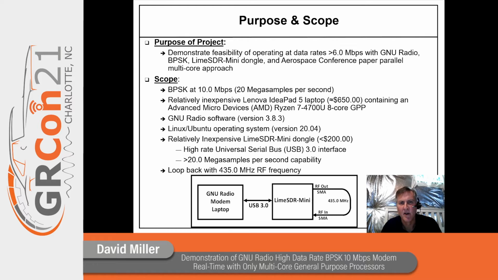The purpose of this project is really to demonstrate that data rates well above 6 megabits per second can be achieved with this parallel multi-core approach. Scope: BPSK at 10 megabits per second, a laptop with an 8-core CPU, version 3.8.3 of GNU Radio, an Ubuntu operating system, a dongle with a high-rate USB 3.0 interface, and I conducted a test with a RF loopback test configuration that is shown at the bottom of this chart.